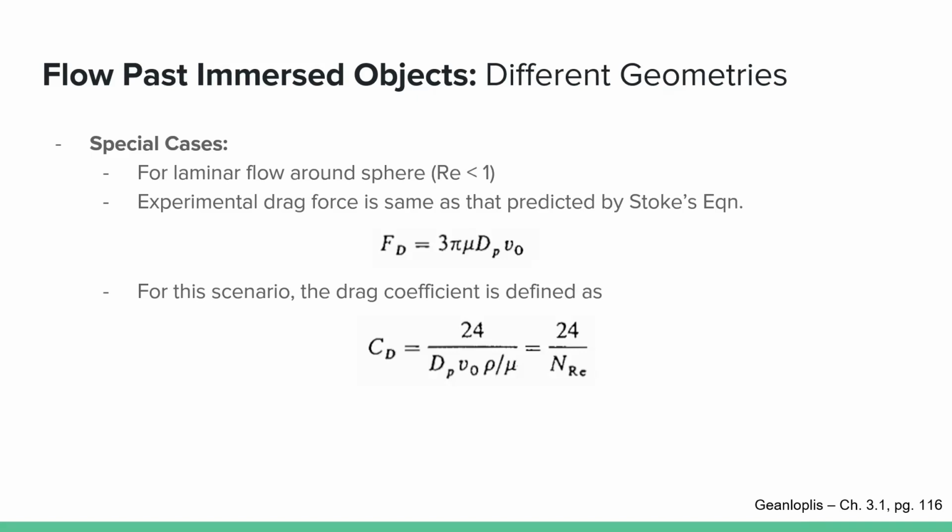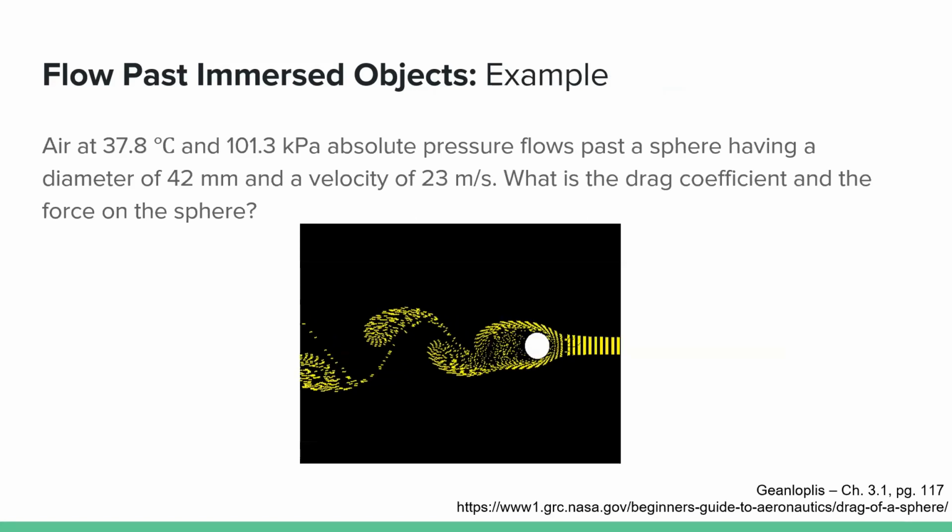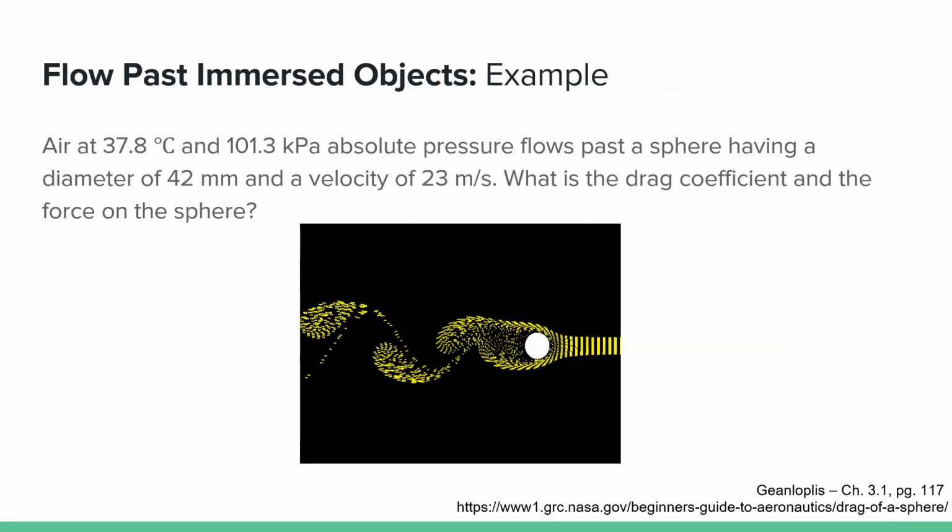There are some special cases, however, based on the geometry of an object. One case is that for laminar flow around a sphere for Reynolds numbers less than 1, it's been found that the experimental drag force is the exact same as that predicted by Stokes' equation. So the drag force is equal to 3 pi mu d times v naught. In this scenario, you can also solve for the drag coefficient as 24 over Reynolds number, which is a really cool relationship.